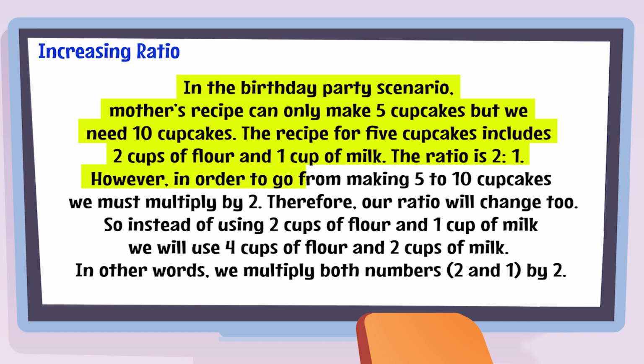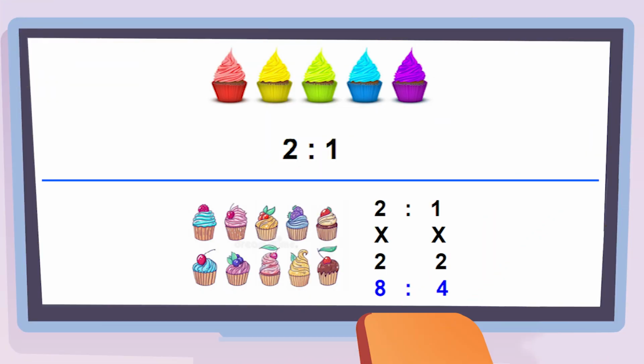However, in order to go from making 5 to 10 cupcakes, we must multiply by 2. Therefore, our ratio will change too. So instead of using 2 cups of flour and 1 cup of milk, we will use 4 cups of flour and 2 cups of milk. In other words, we multiply both numbers 2 and 1 by 2. On the screen, you would notice there are 2 images to help you understand better how increasing ratio works.